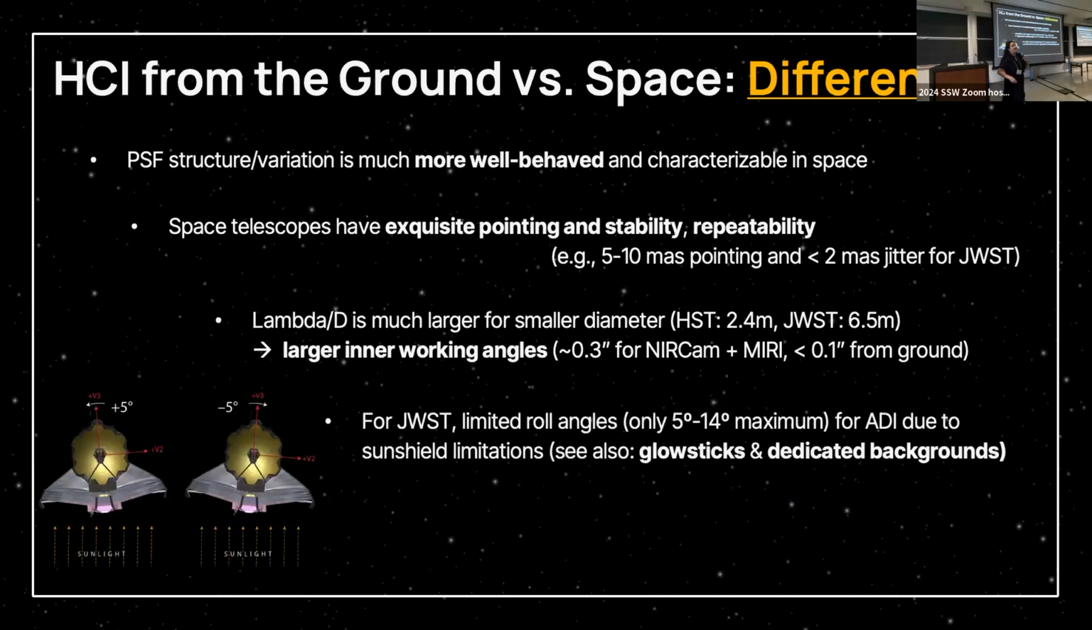There's a fun thing for JWST, which is slightly problematic, which is if you want to do ADI and roll your telescope around, you really can't very much. That's because of the sun shield configuration of JWST, you can only roll it from 5 degrees to 14 degrees maximum from side to side, which is hard if you want that nice diversity of angles to make your reference star.